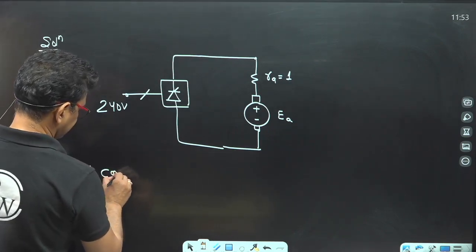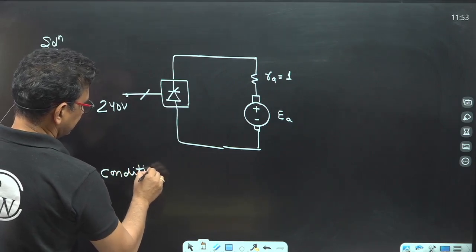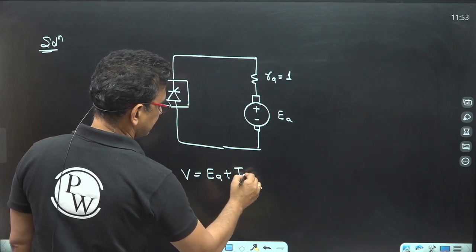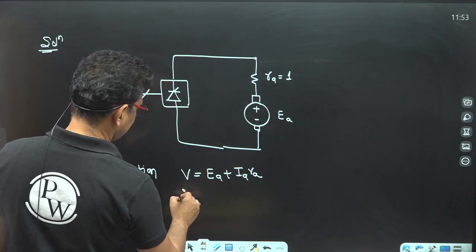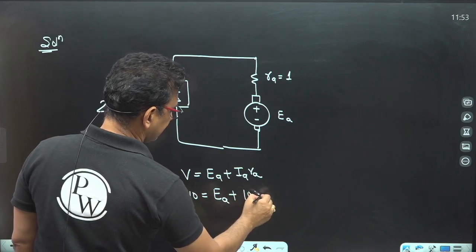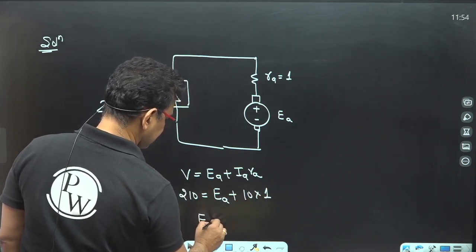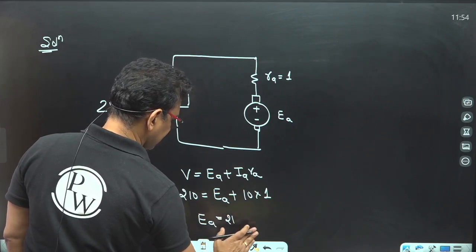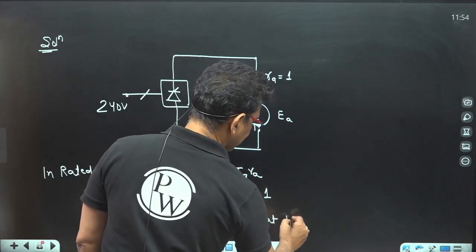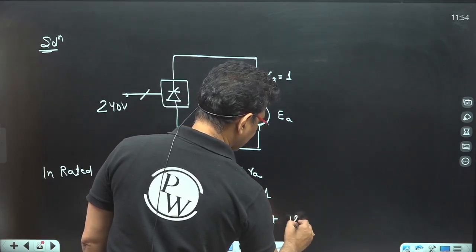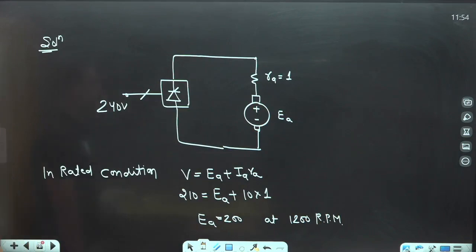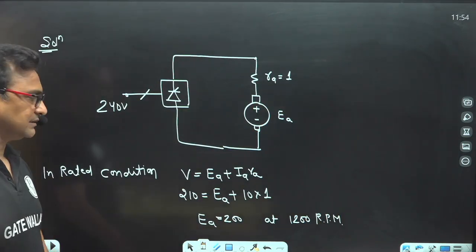In the rated condition, the induced EMF in the motor we can find out by V equals Ea plus IaRa. The rated voltage is 210 volt, Ea is the induced EMF in the armature, the rated current is 10 and Ra is 1. So in the rated condition, the induced EMF in the armature is 200 volt at 1200 rpm, because the motor is running at 1200 rpm in the rated condition. But we are applying the regenerative braking when the motor is running at 600 rpm.